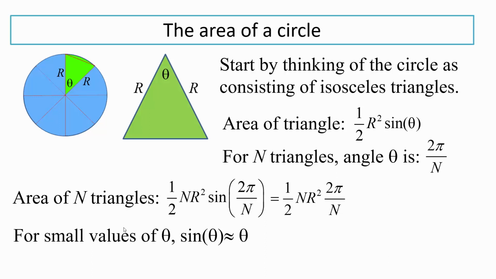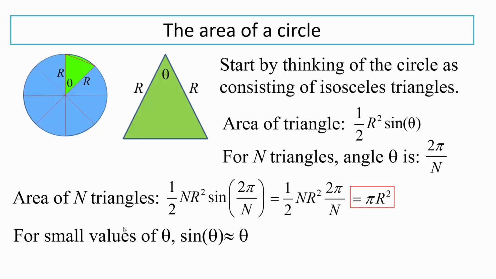When the angle is small, we can approximate and say that the sine of the angle is approximately equal to the angle itself. So sine 2 pi over n is approximately the same as saying 2 pi over n. So that means our formula becomes a half n r squared times 2 pi over n, and then you'll see that the 2's cancel and the n's cancel, and we have pi r squared as before. Now, of course, this can only occur when we have an infinitely large number of triangles and where the angle, of course, then approaches 0. In other words, it's the limiting case.